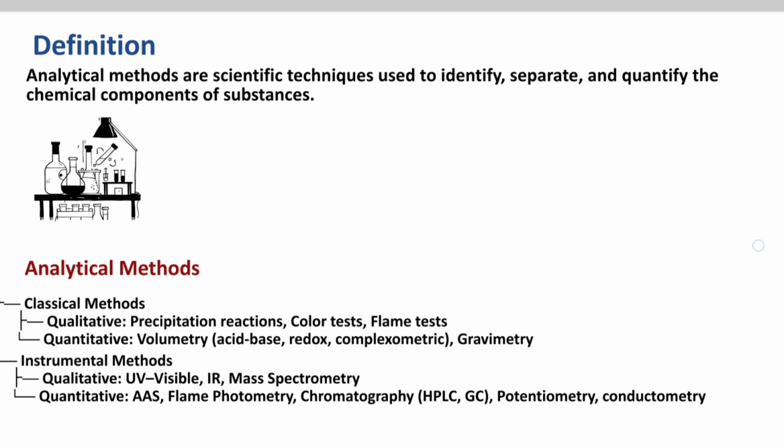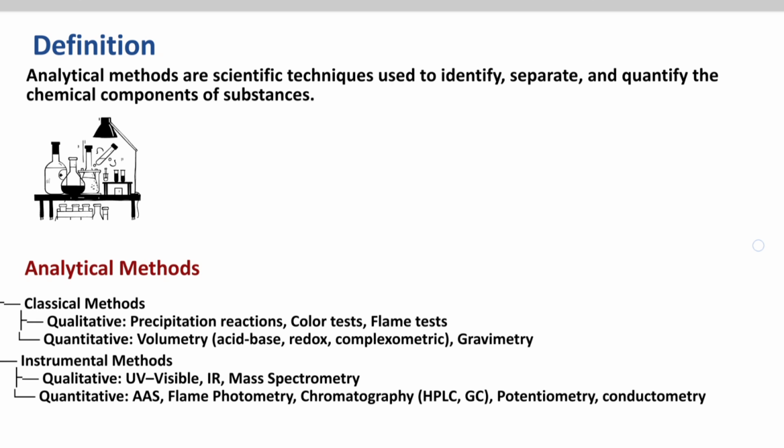Instrumental methods and classical methods can each be further classified into quantitative and qualitative analysis. In classical methods, under qualitative methods, the examples are precipitation reaction, color test, and flame test. Whereas under quantitative, volumetry like acid-base, redox, complexometry, and gravimetry are included.